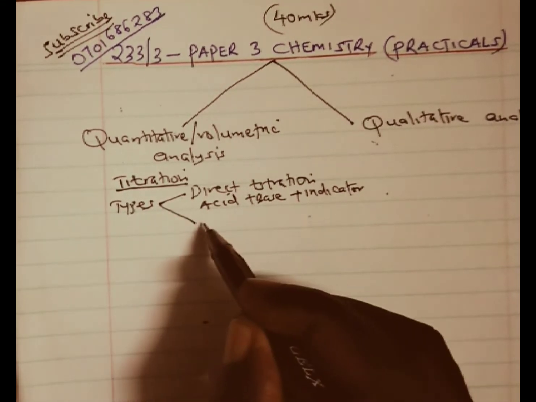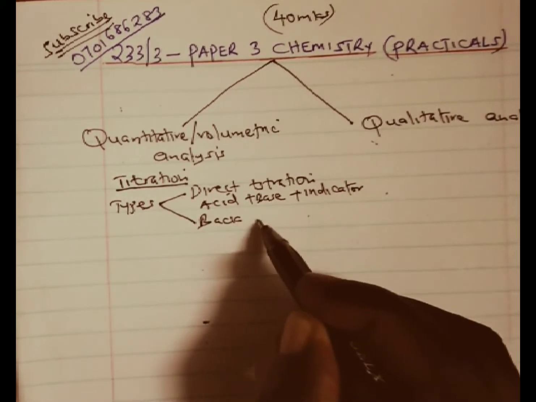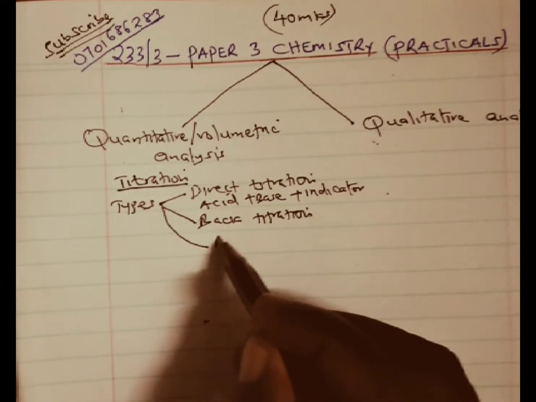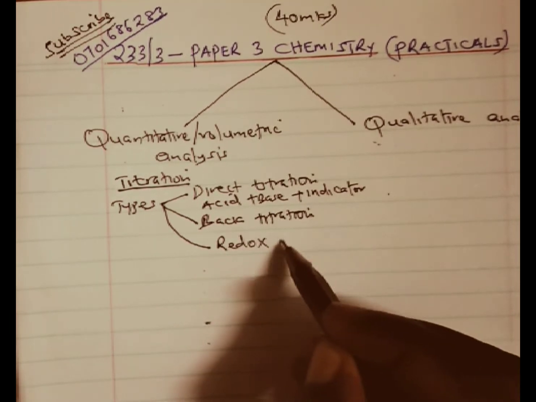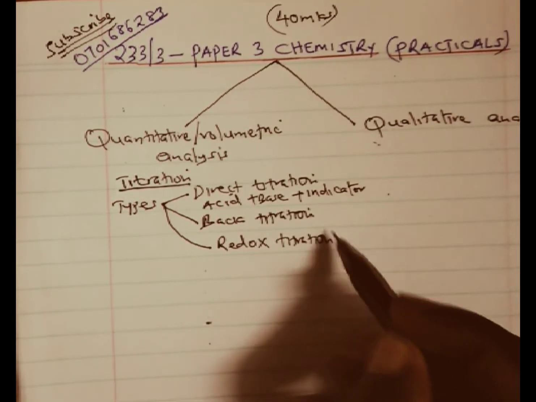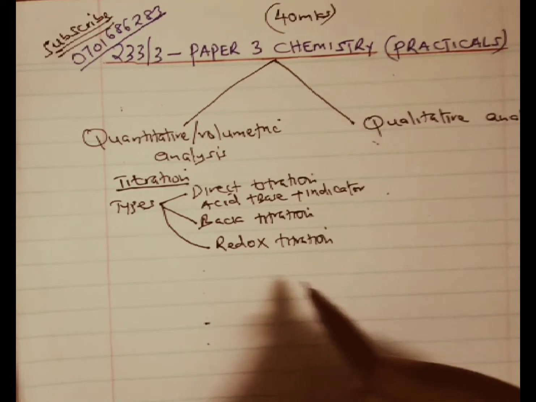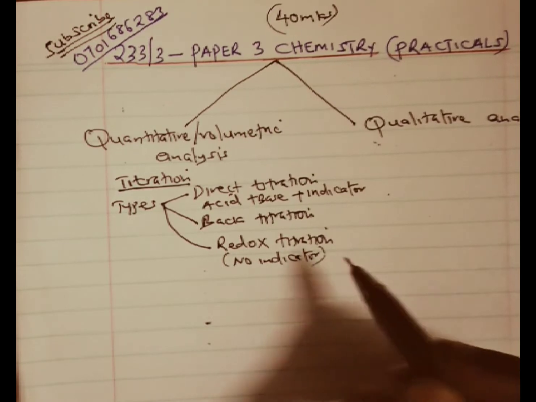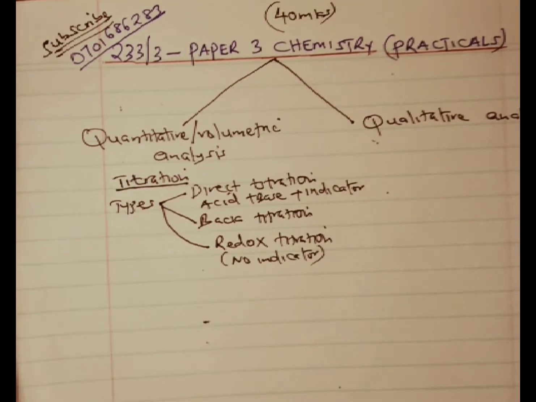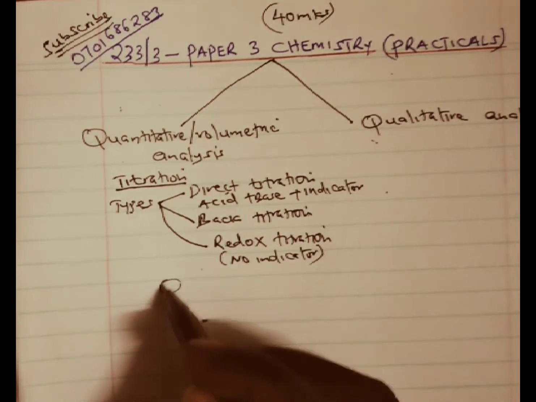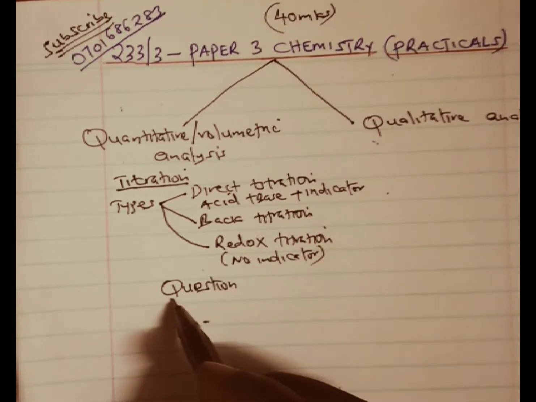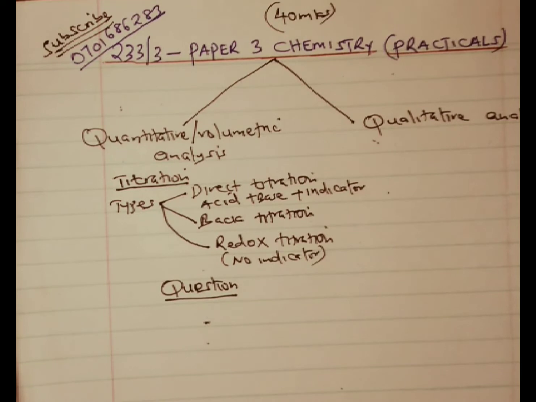Two, we have back titration. And number three, we have a redox titration. In a redox titration, no indicator is used because the solutions themselves change color when the reaction between the two solutions is complete. We have some few questions which are normally set from this particular experiment.